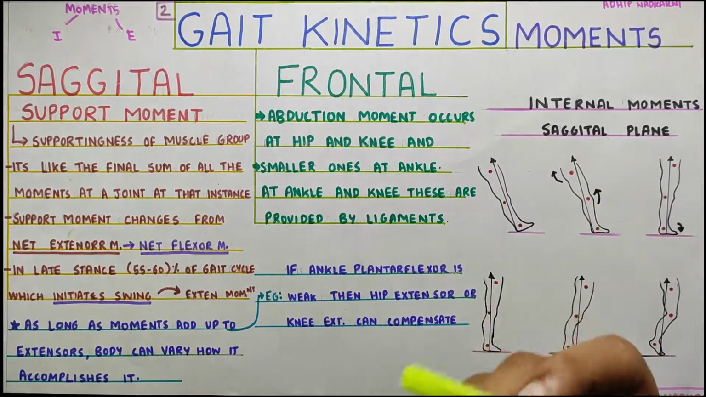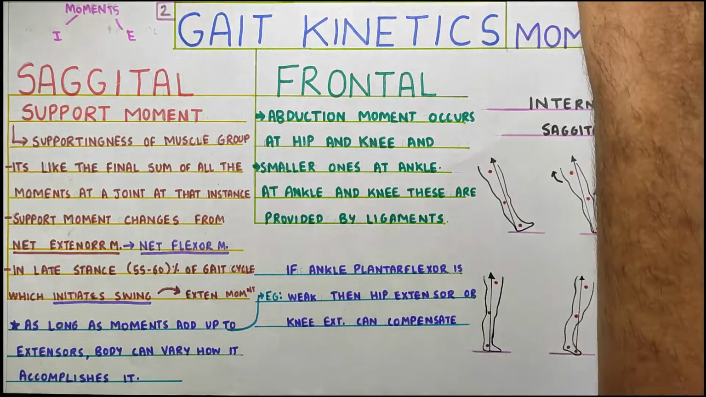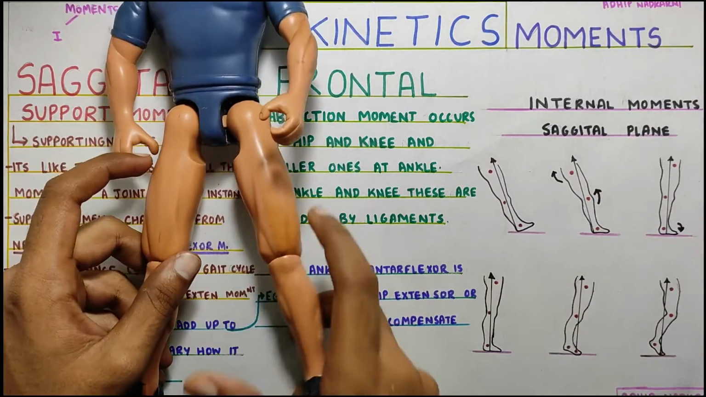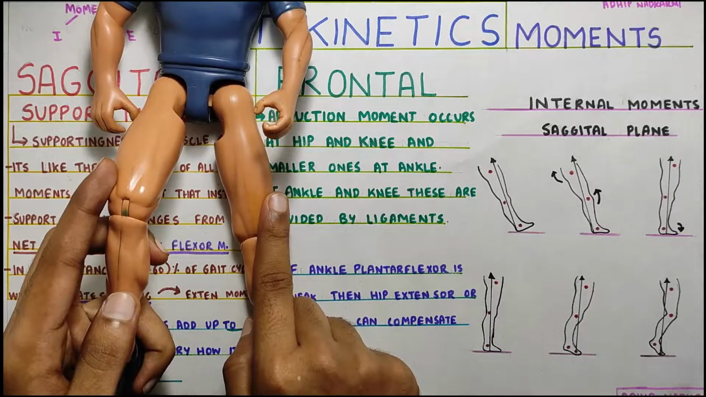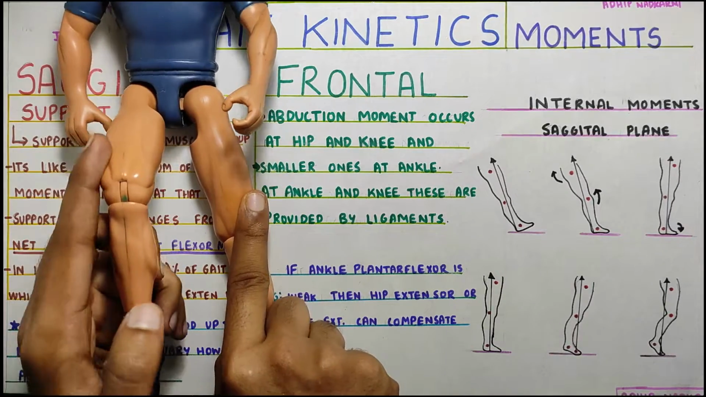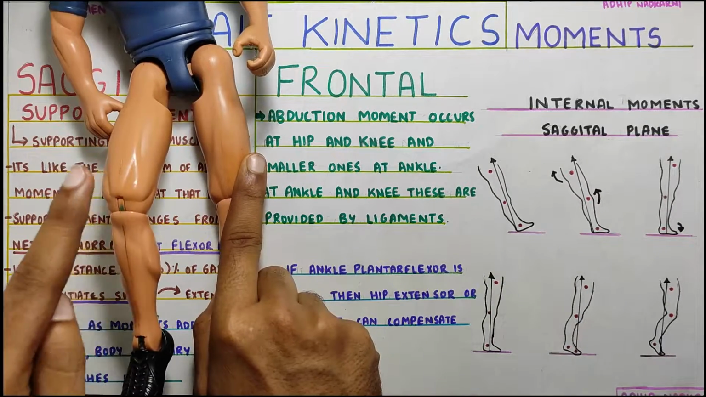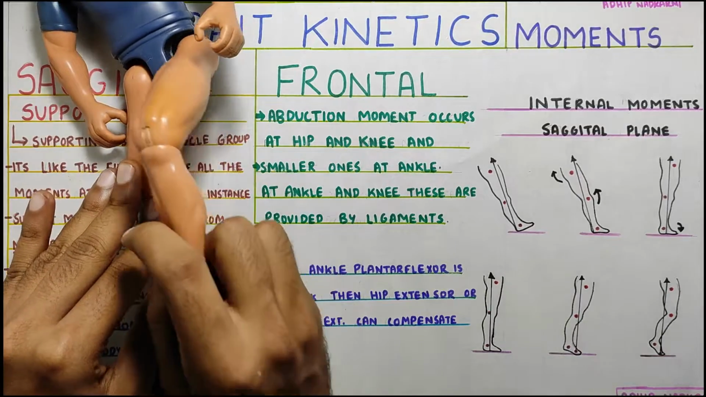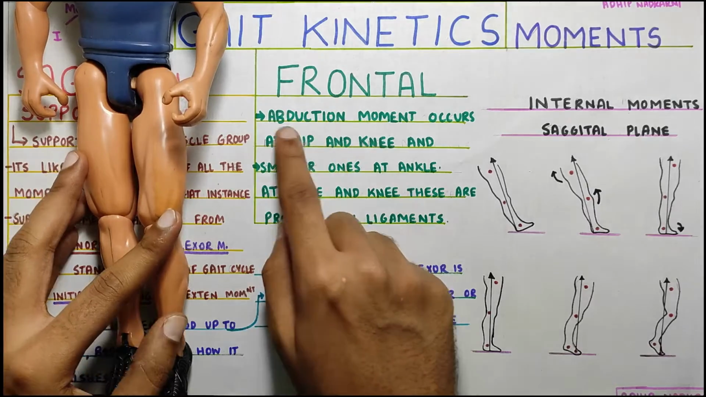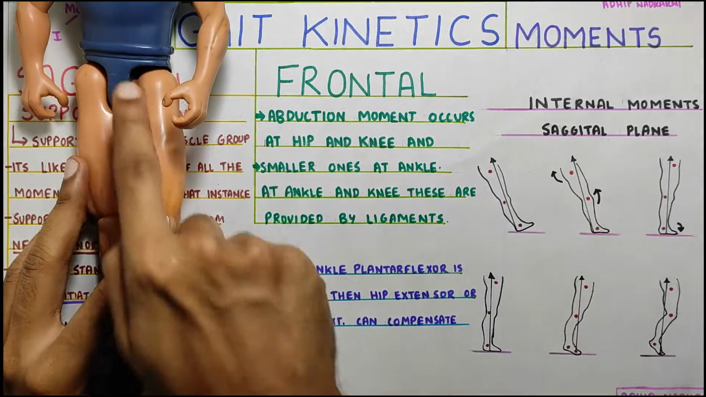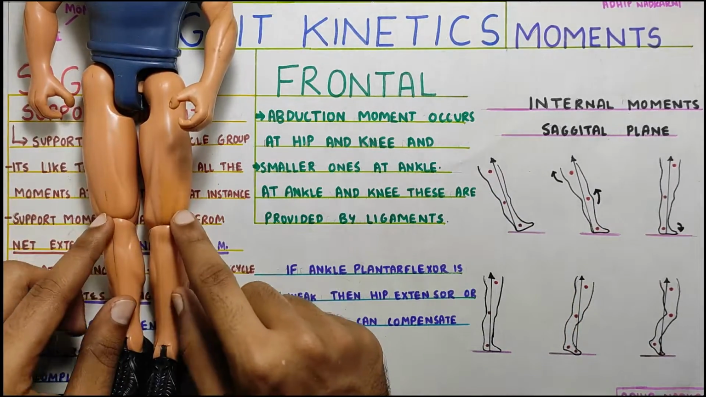Now in the frontal plane, it's all about abduction and adduction of the hip joint. So as you have seen over here, when Joe is having stance phase over here, what will happen? His pelvis will drop on the swing phase side, correct, like this. And when he has stance phase on this side and swing phase on this side, his pelvis will drop on the other side.